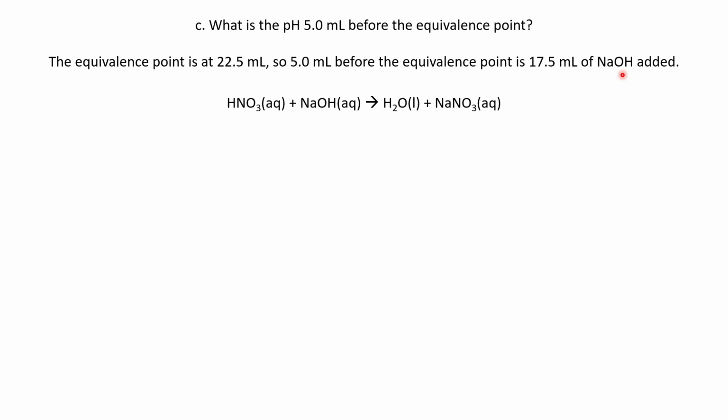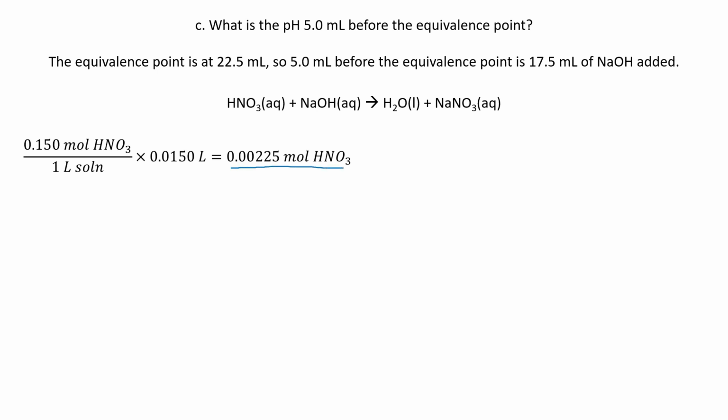I always like to make sure I have my balanced chemical equation. So here again is my balanced chemical equation. We need to do stoichiometry. So just as a refresher, we've actually already done this calculation, but again, we started with 0.00225 moles of nitric acid. Now, how many moles of sodium hydroxide have we added at this point at 17.5 milliliters?